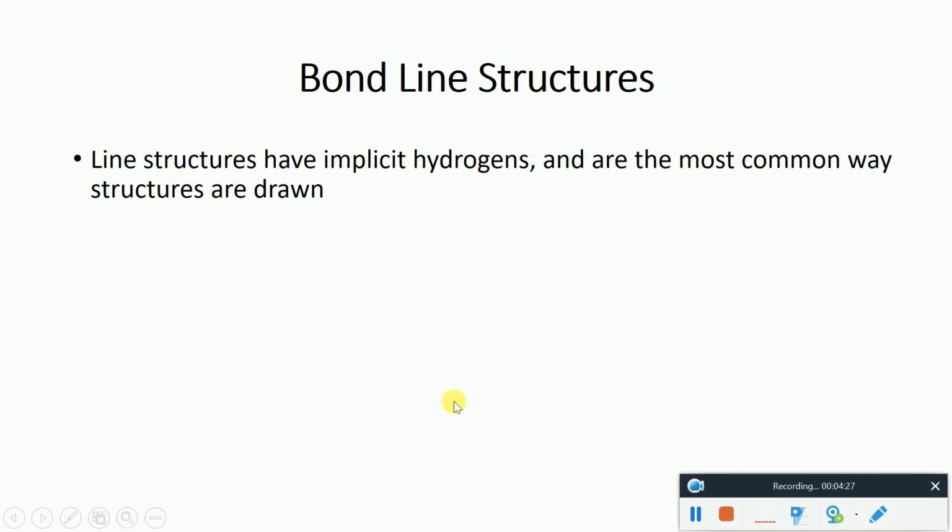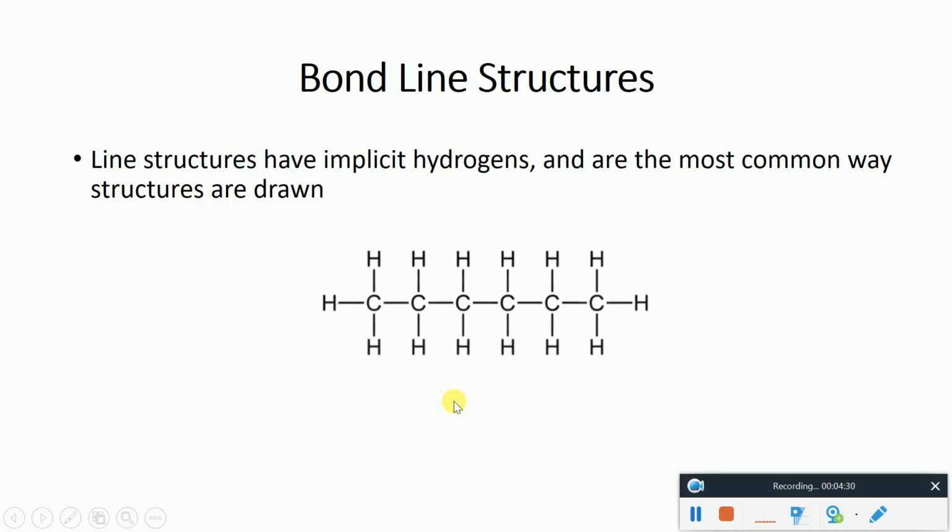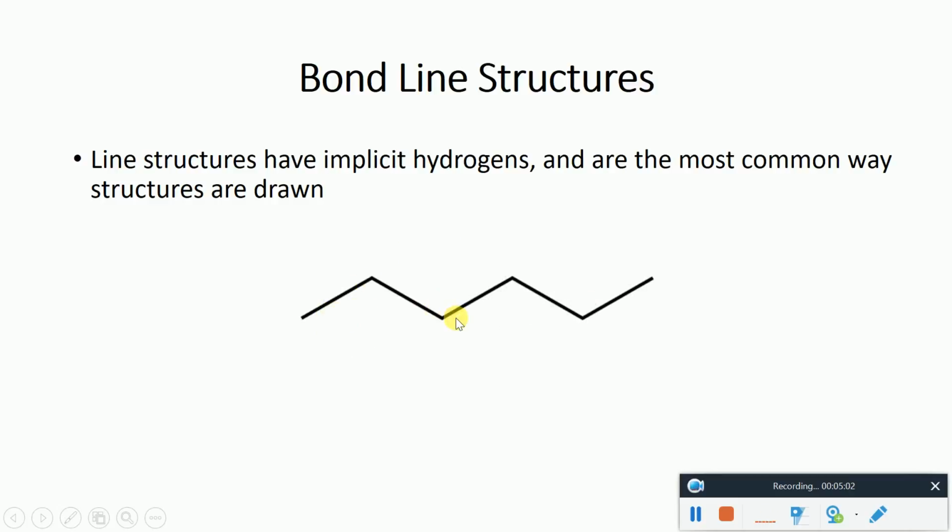Okay, so next we have bond line structures. So line structures have implicit hydrogens and are the most common way the structures are drawn. So by implicit hydrogens, I'm saying that we're not explicitly drawing them on to the molecule. So here we have the structural formula here. Sorry, and so this is not bond line structure, this is structural, and we're showing everything explicitly.